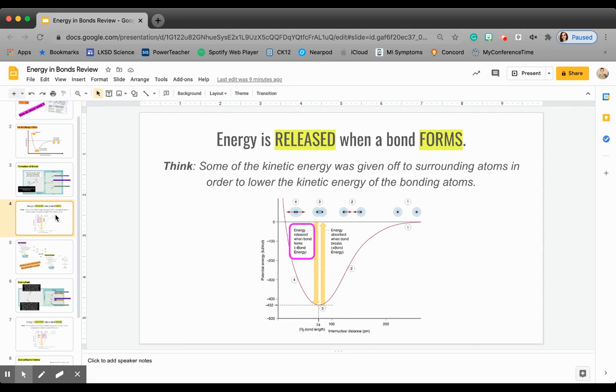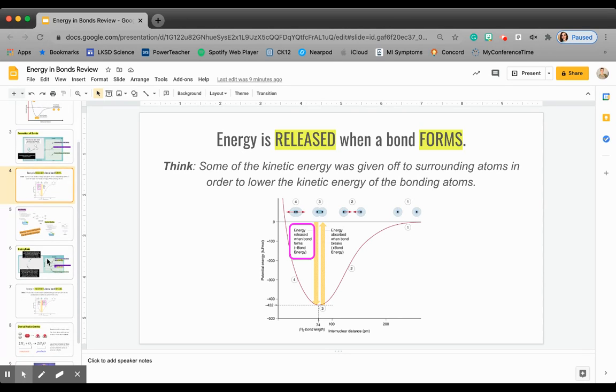So the main idea with forming bonds, though, we have to remember that energy is released when a bond forms. And you think about it, some of the kinetic energy is given off to surrounding atoms, lowers the kinetic energy of the bonding atoms, so we can actually maintain a bond. That's why we say energy is released when a bond forms.